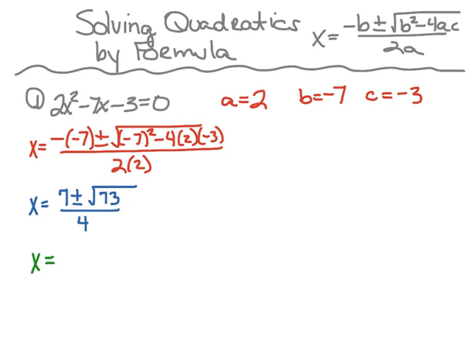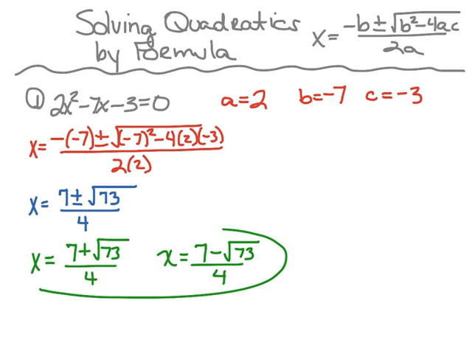What I'm going to do though is break this up so we can see both of our answers. So we have 7 plus the square root of 73 over 4. And we also have the solution x equals 7 minus the square root of 73 over 4. So these are my two solutions to this quadratic.